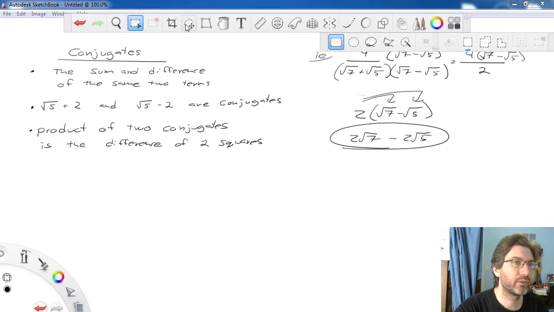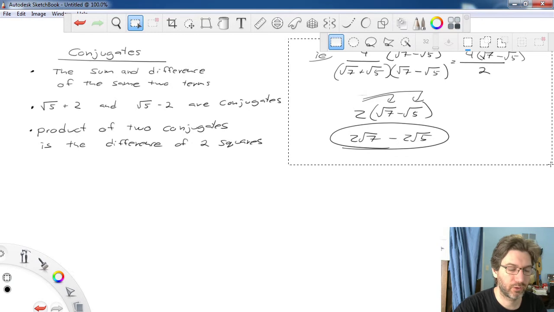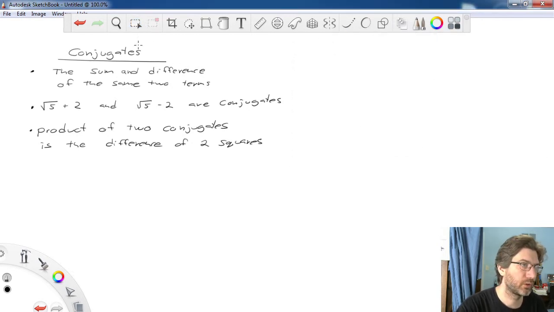Let's do one more, and then I'll see if you have questions from yesterday's homework, and then we'll be done for today. Again, conjugate's not too difficult. Takes some getting used to, but not too bad.